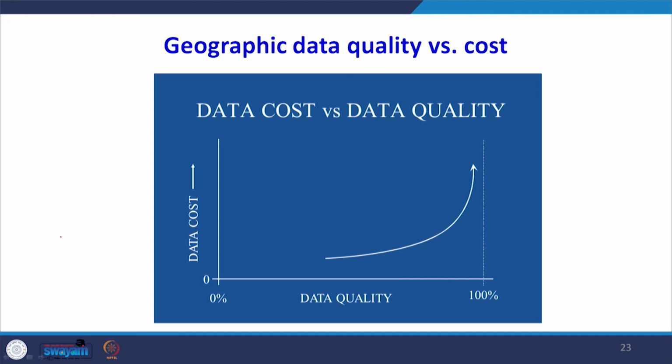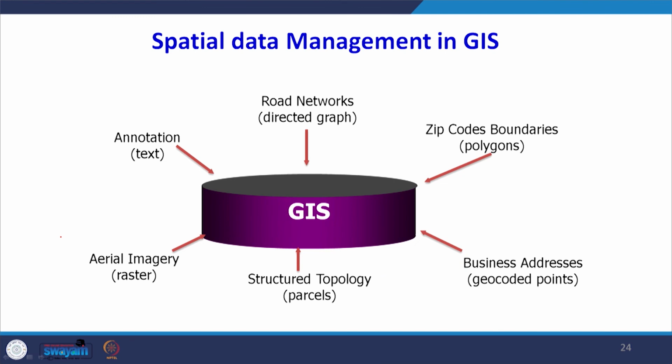So, this shows the data quality versus the data cost. If we want higher quality of the data, naturally the cost is going to be up for that data product. So, it costs money. That is what it says. Then the management of the spatial data.